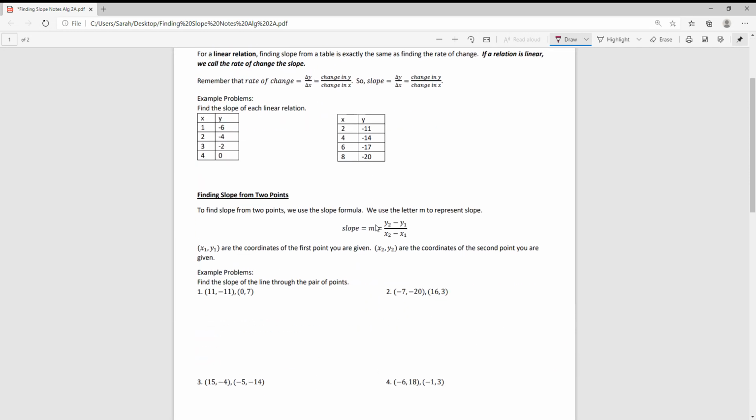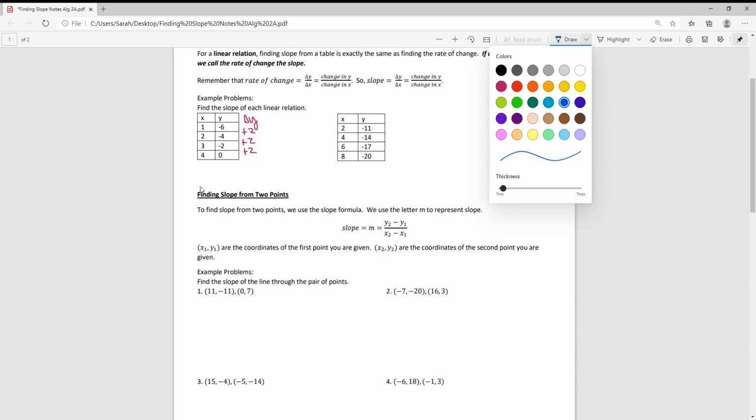Let's take a look at some example problems. To find the slope of each linear relation, we want to find the change in y, which will become the top number of our slope, and then our change in x, which will become the bottom number of our slope. My change in y is how do I get from one y value to the next? To get from -6 to -4, I add 2. And you can double check, but that's true all the way down, which it should be because it's linear.